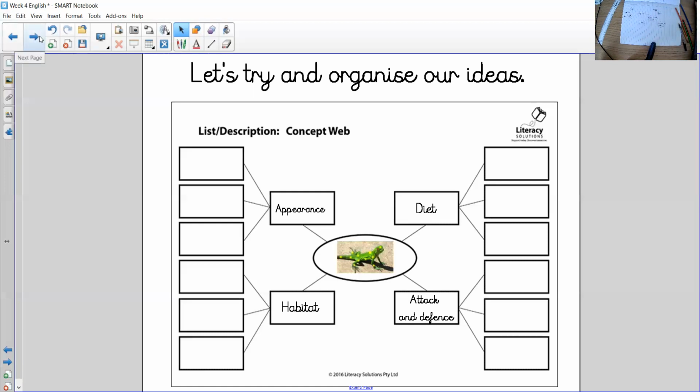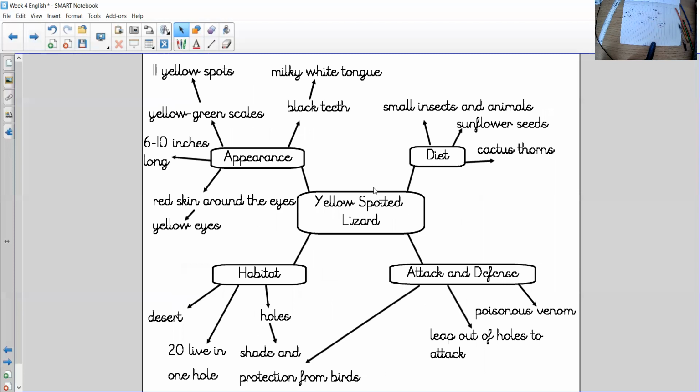Okay, so you might have something that looks similar to this. So the yellow spotted lizard in the middle, and sort of the diet, its appearance, habitat there. So I put there as well that 20 live in one hole. It lives in the desert, so I'm trying to actually say specifically where it lives. It doesn't live in the Amazon rainforest or anything like that as well.